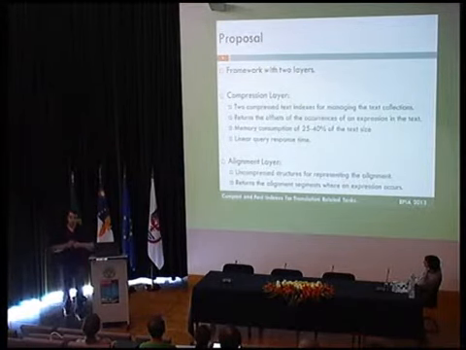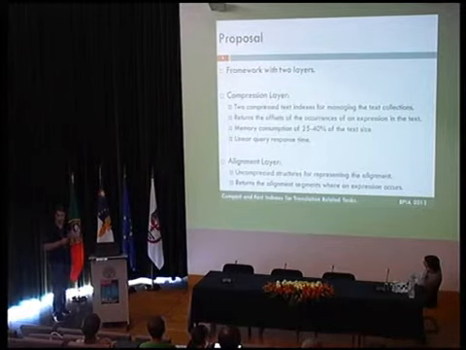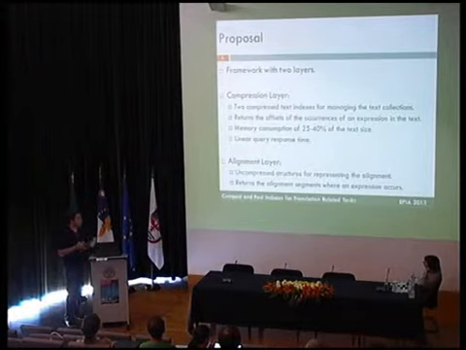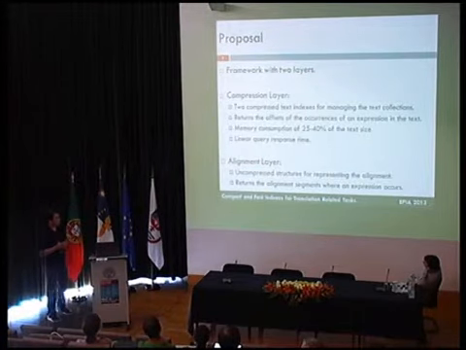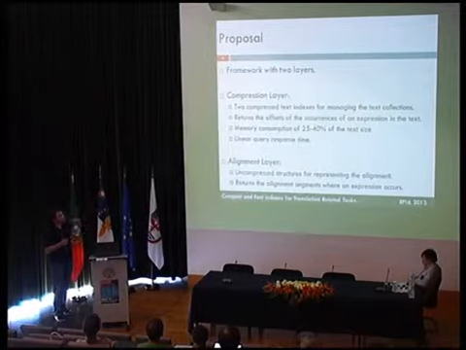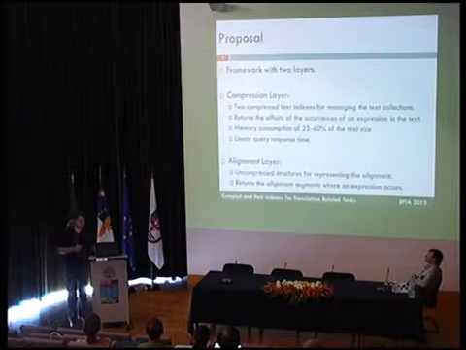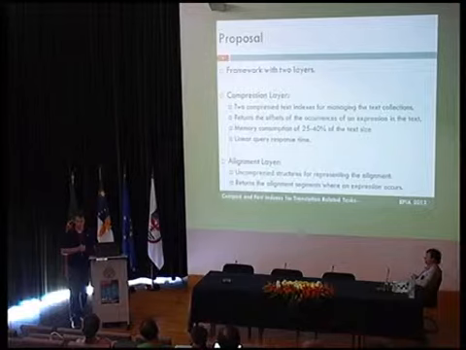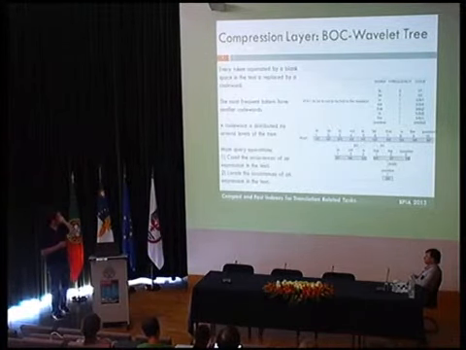So we have another layer, an alignment layer of uncompressed structures that any of you will know, as I will show you later, for representing the alignment like the one I showed you before. And this here, by using the offsets from the previous layer, can return the alignment segments where these expressions in the query occur. So I will start first with the compression layer, and we have two different alternatives.